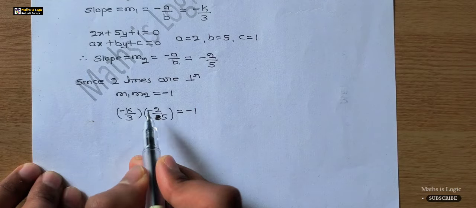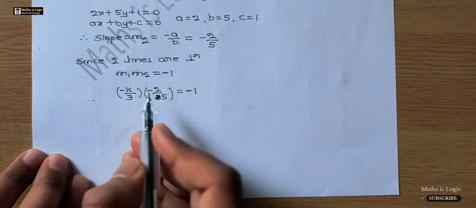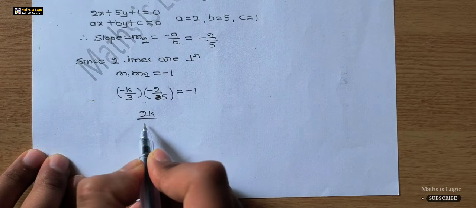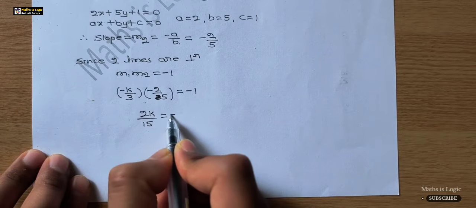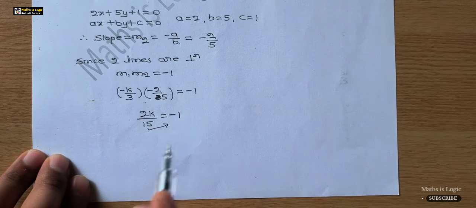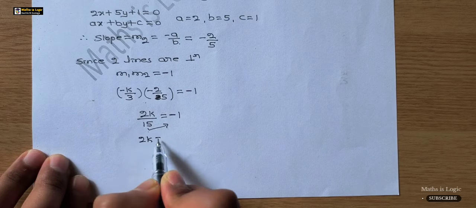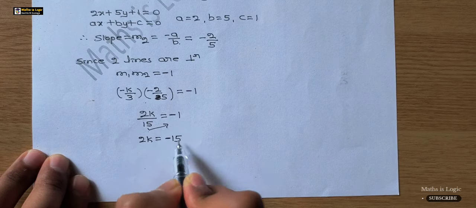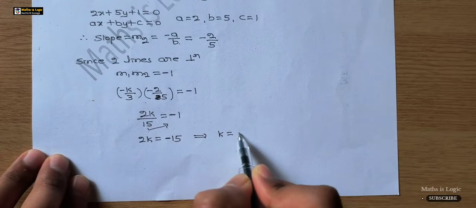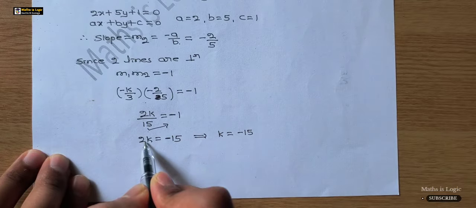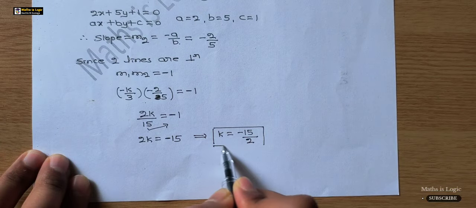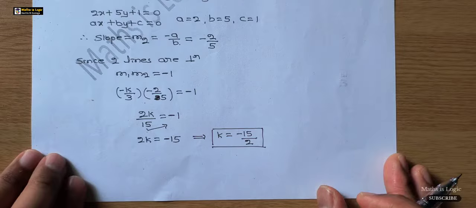Next, minus into minus is plus, k into 2 is 2k divided by 3 into 5 is 15, which is equal to minus 1. Next, do the cross multiplication. So 2k is equal to 15 into minus 1, which is minus 15. Next, you need the k value. So k is equal to minus 15, keep it as it is, because of the multiplication sign 2 comes in the denominator. Therefore, finally, what is the k value? Minus 15 divided by 2.